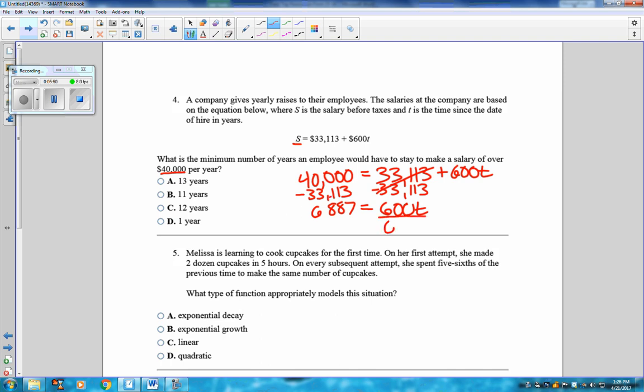Because I'm multiplying 600 by T, I have to divide both sides by 600. So that T equals 11.5. Because we're wanting to make over 400,000, I have to round this number up. So my final answer is going to be C, 12 years.